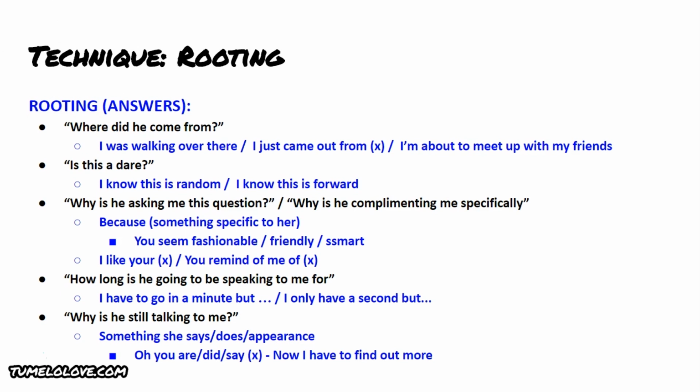Literally, you can use the techniques here. Like, I was walking over there. Literally just tell her where you are coming from. Or I just came from X, X being wherever it is you came from. Like, I came from that shop over there, or I just came out the bathroom. Wherever it is you came from, just tell her. Or tell her what you're about to be doing. I was about to meet up with my friends, or I was about to do X. Tell her so she can understand, oh, you just came out from that shop, literally over there. So she can understand that this guy hasn't been following me the whole day.